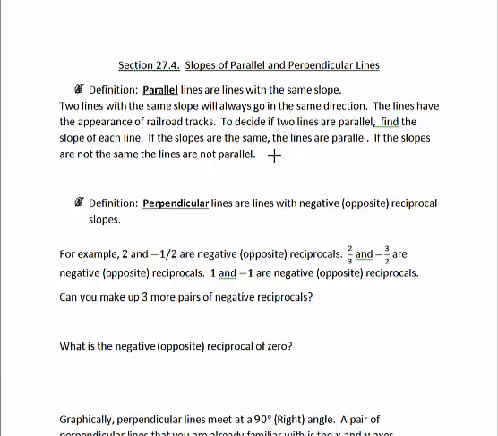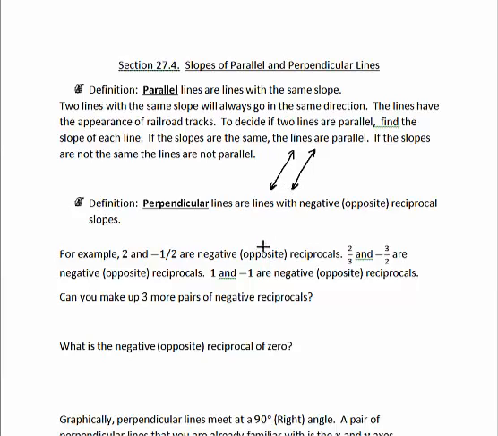Okay, the next part of this chapter is going to talk about parallel lines and perpendicular lines, okay, and how these terms are related to the slope. If you have two parallel lines, then that means they run along in the same direction, sort of like this.